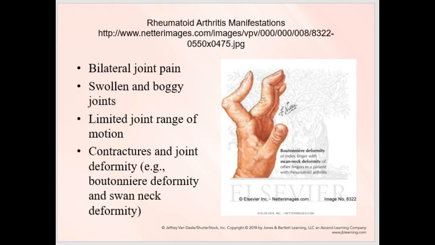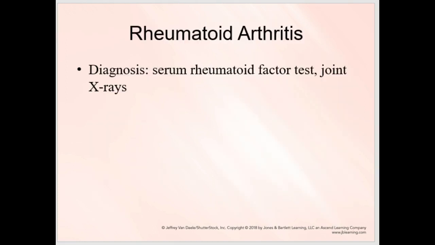All right. And with stuff like that, if you have trouble remembering it, I always draw them out. I put swan neck and I would draw the fingers, right? And I would remember it from that. So I'm not doing a ton of diagnoses, but I think this is a good one to know. Serum rheumatoid factor test is a good one. And joint x-rays are a good one too.